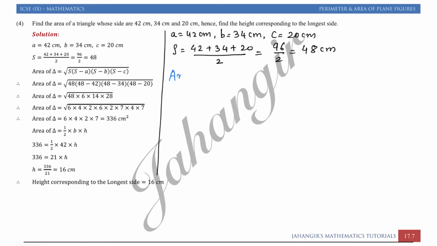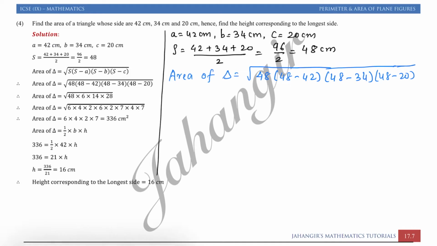Then we can say the area of triangle, the formula we already know, S, then S minus A, S semi-perimeter minus B, again semi-perimeter minus C. We can say the area of triangle is equal to root of 48 into 48 minus 42 is 6, into 48 minus 34 is 14, into 48 minus 20 is 28. Now break everything into the prime factor form.